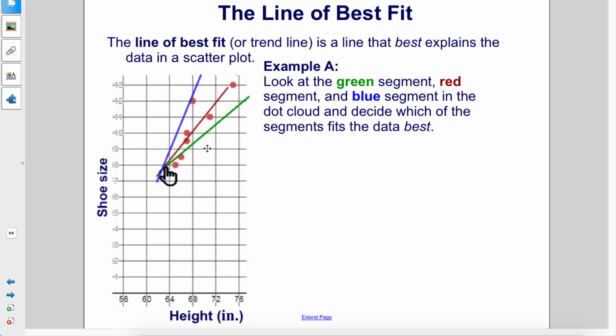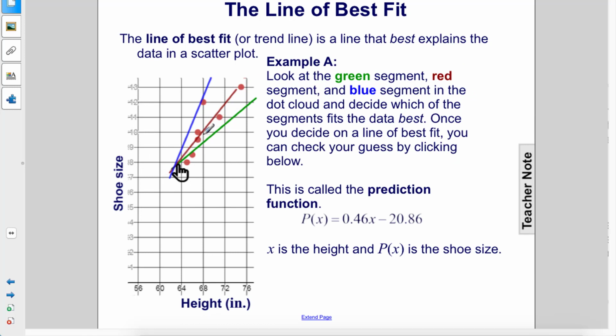Example A. Look at the green segment, red segment, and blue segment in the dot cloud and decide which of the segments fits the data best. Alright, so we want about half the points to be below the line and half above. So here we have the green line, only 2 points are below it. 1, 2, 3, 4, 5 points are above it. So let's not use green. The blue line has no points above it. They're all below it. So blue's not going to work either. The red line has about 1, 2, 3 points above it and 1, 2, 3, 4 points below it. The red line is definitely the closest to the line of best fit.